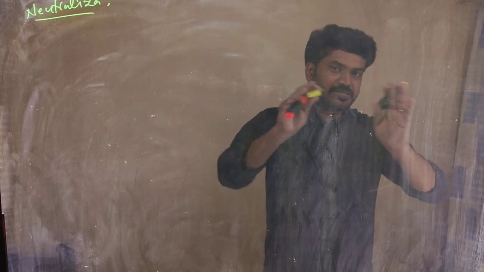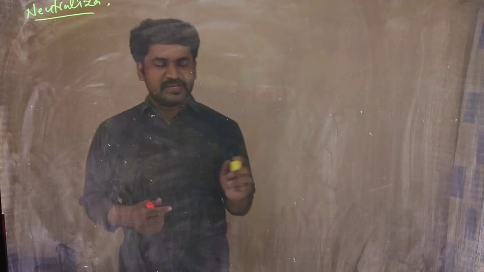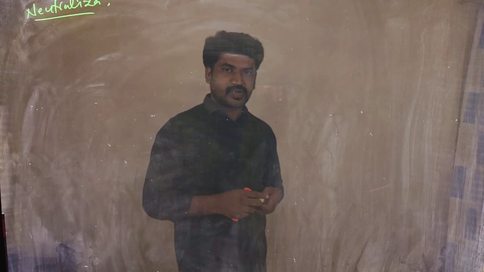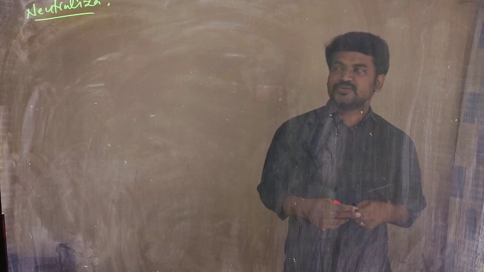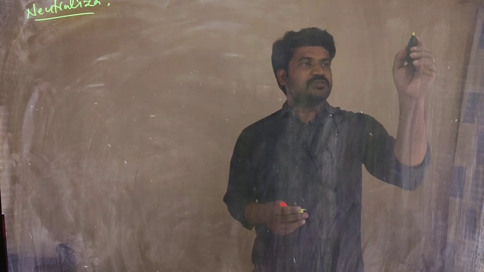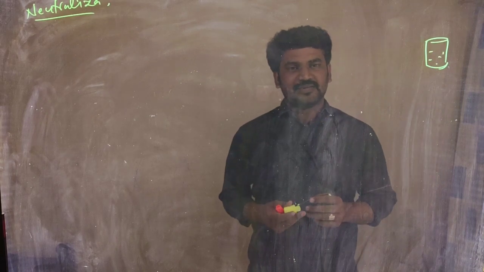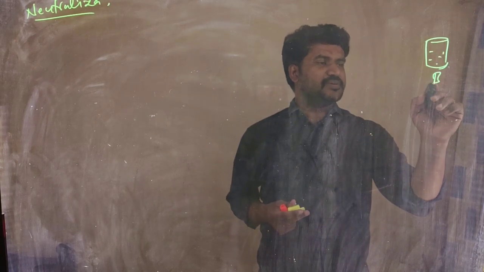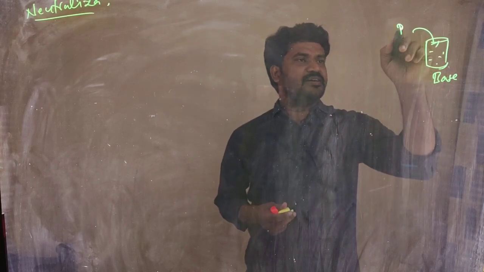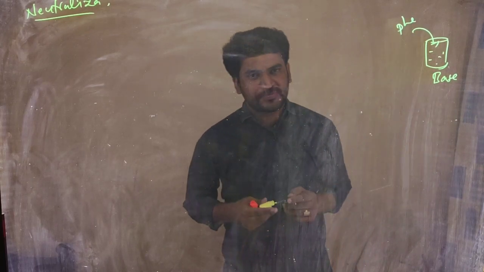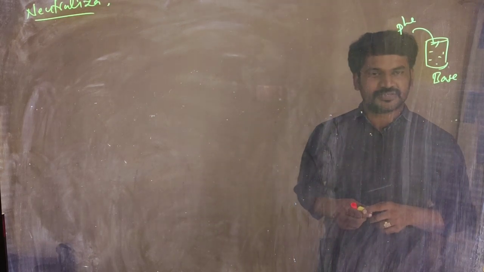Just try to imagine it. If possible, I'll show the video, but for now, imagine that. You learned about indicators, no? Suppose in a beaker I have some base, any base, and I have added a phenolphthalein indicator. Which color are we going to get? Yes, pink color.